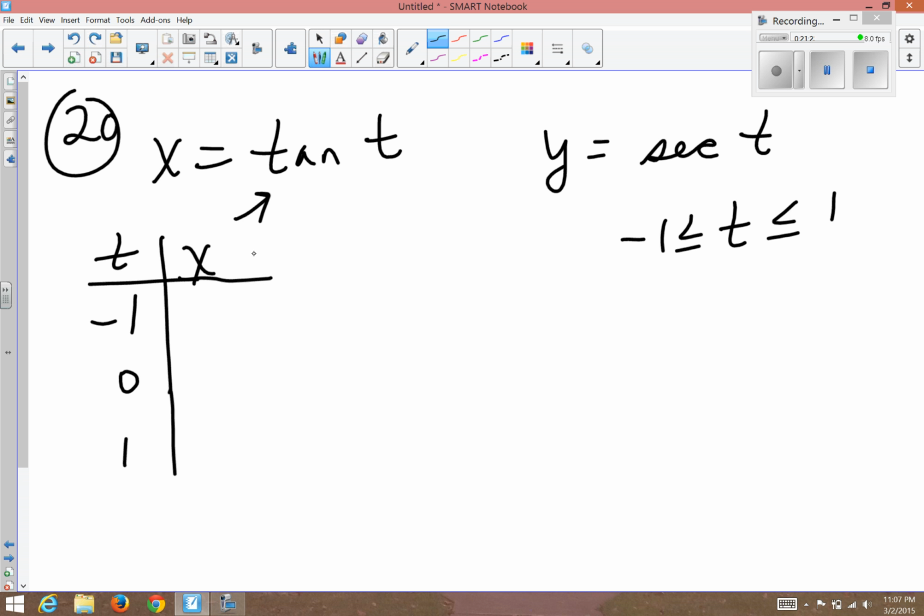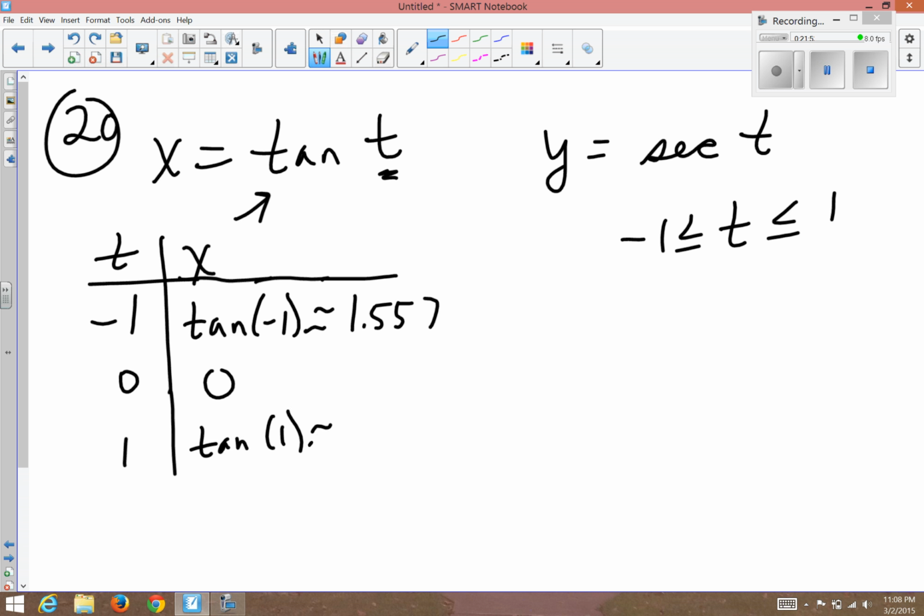Calculate x using this. When t is negative 1, x would be the tangent of negative 1, which is about 1.557. When t is 0, x is 0. When t is 1, x is the tangent of 1, which is approximately 1.557. And actually this number up here is supposed to be negative 1.557. Of course you get these from a calculator in radian mode.